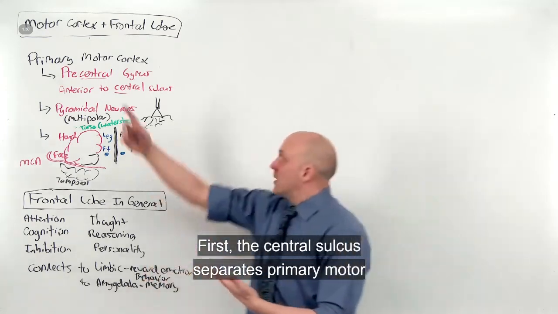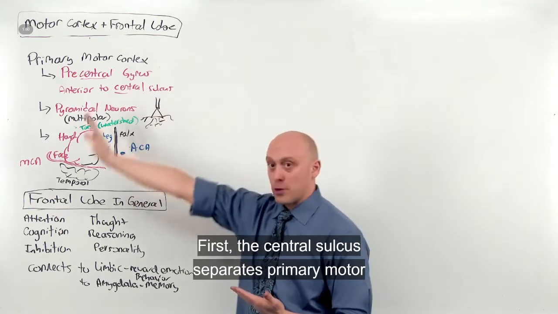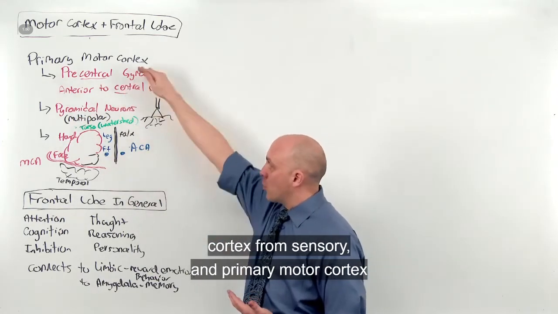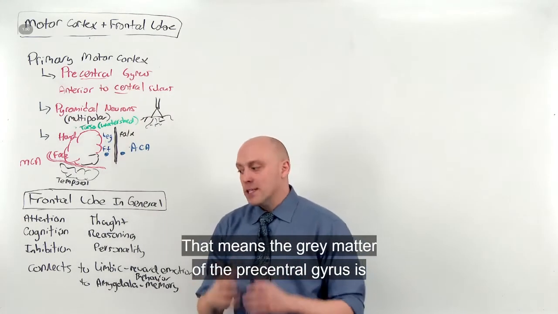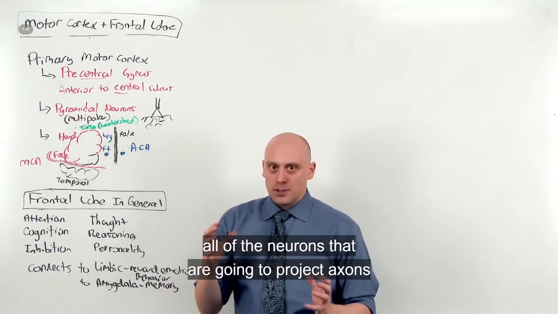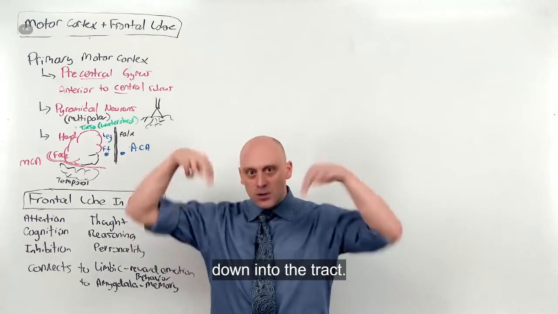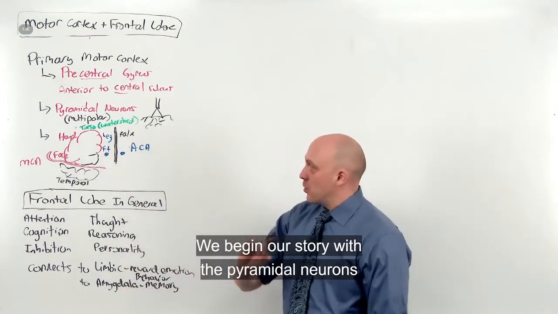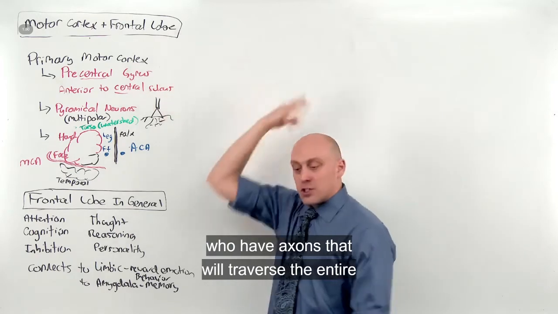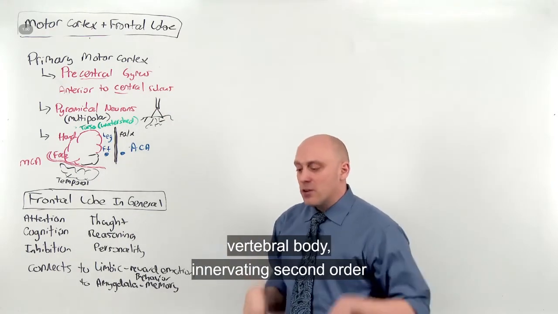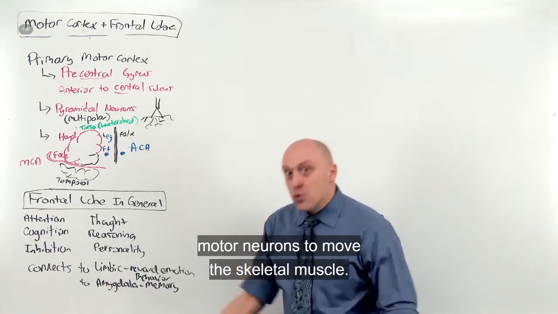After that tour of primary motor cortex, there are a couple things I really want you to know. First, the central sulcus separates primary motor cortex from sensory, and primary motor cortex is the precentral gyrus. That means the gray matter of the precentral gyrus is all of the neurons that are going to project axons down into the tract. We begin our story with the pyramidal neurons who have axons that will traverse the entire vertebral body, innervating second-order motor neurons to move the skeletal muscle.